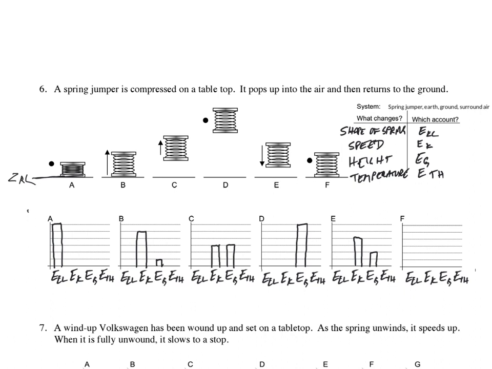Now, we've got F. At F, the spring is in its original shape. It's standing still. It's at the ZRL. That means all of these energy storage accounts are equal to 0. There's no energy stored in those accounts. So where is the energy? That's right. All of that energy is stored in the fact that the system is now hotter than it used to be. So we've got 6 blocks of thermal energy. And that's number 6.